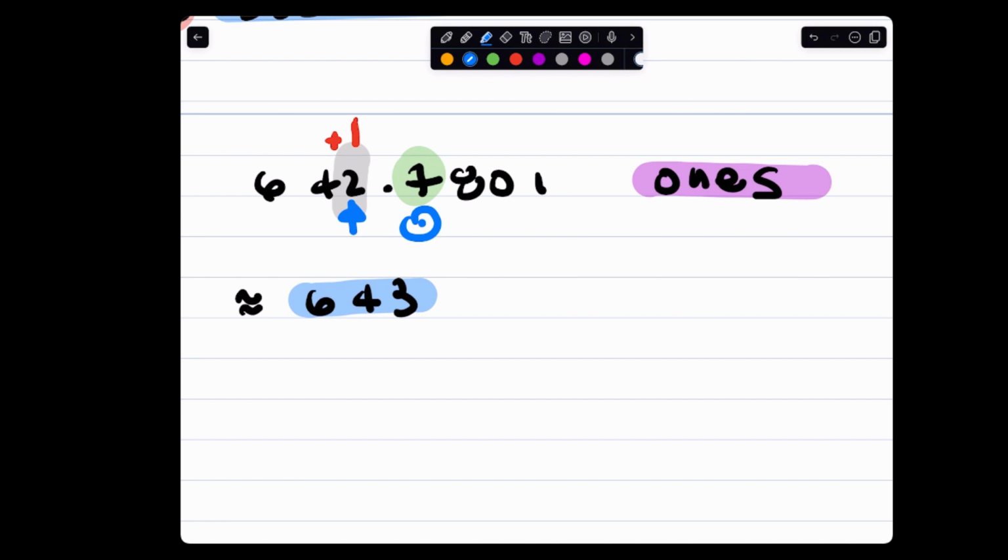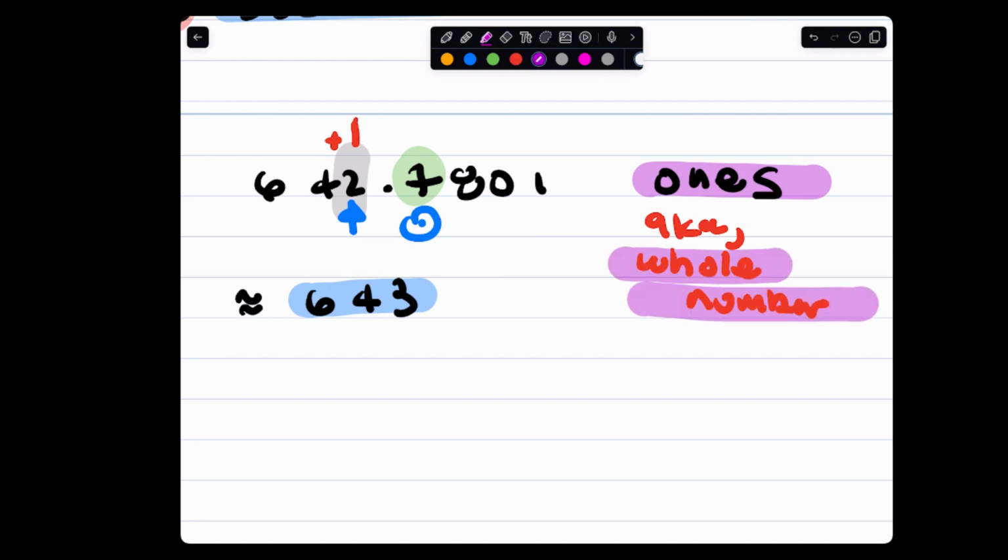All right, you guys okay with that one? All right. And by the way, when they say the nearest ones, this is AKA the nearest whole number. So sometimes they're going to use that phrase too. Approximate to the nearest what? Whole number.